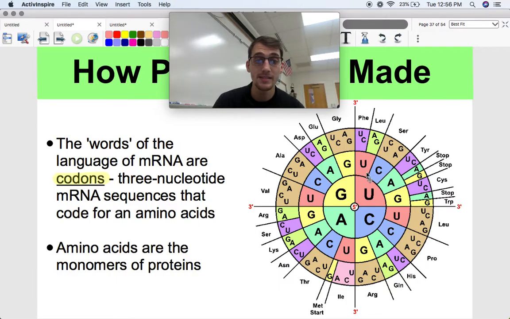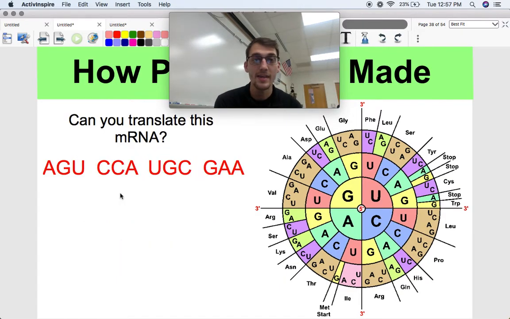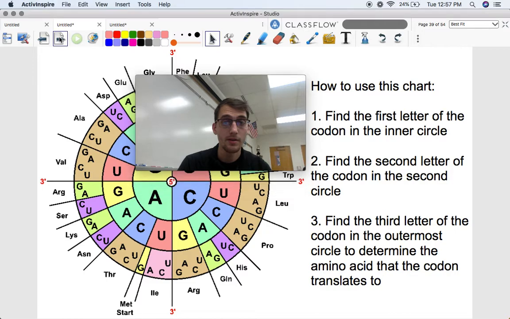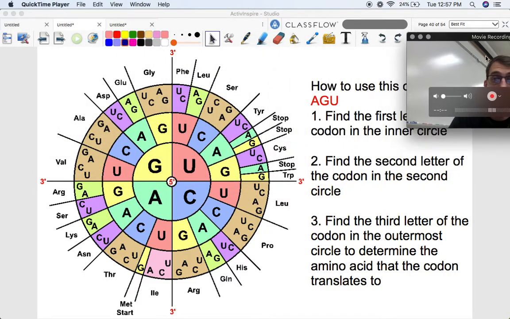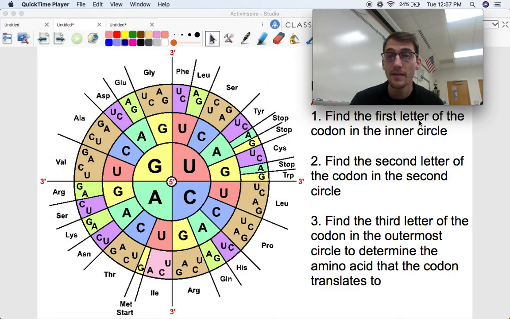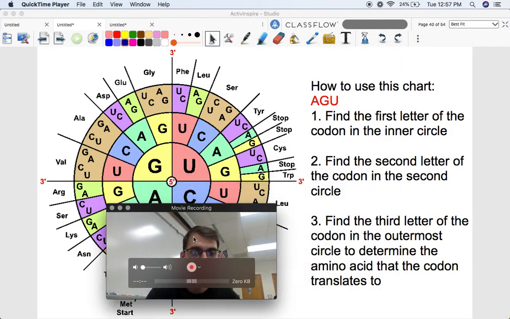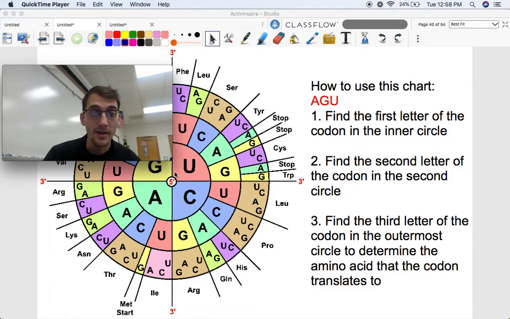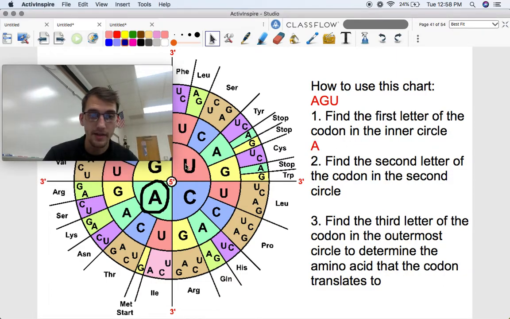And once we get enough amino acids, check this out. Here is our mRNA sequence from codons in translating. Okay, so here we go. Step 1, find the first letter in the codon in the inner circle. So here's A. There's A, right in the middle, the very, very innermost part of the circle here.